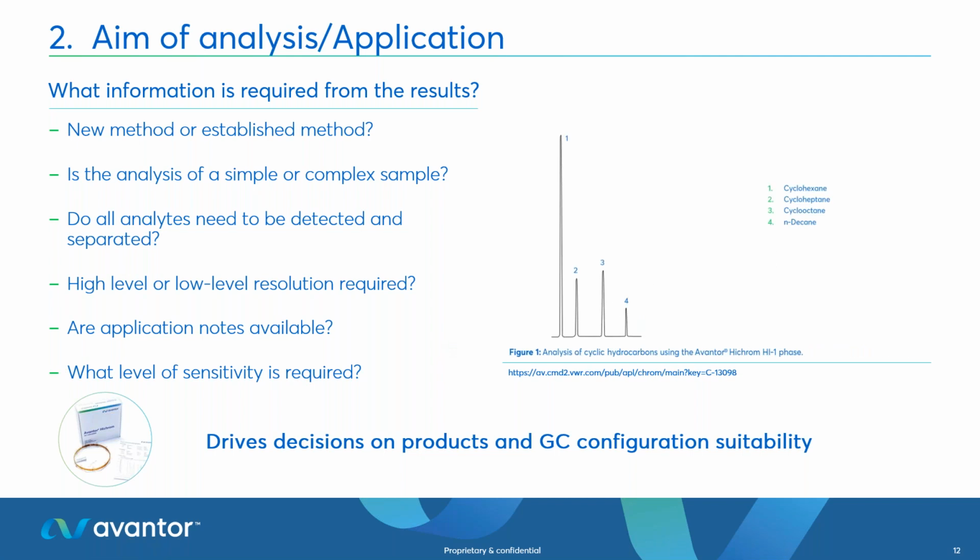Then compare it to this figure where the hydrocarbons, they're very well resolved. There's only 4 analytes in this chromatogram, but we might need to see them with great resolution. So that's quite a difference from the PCB mixture. So these are the kinds of things we need to think about, because it'll help you make decisions on the products that you're using and checking your GC configuration actually works with what you're trying to achieve.